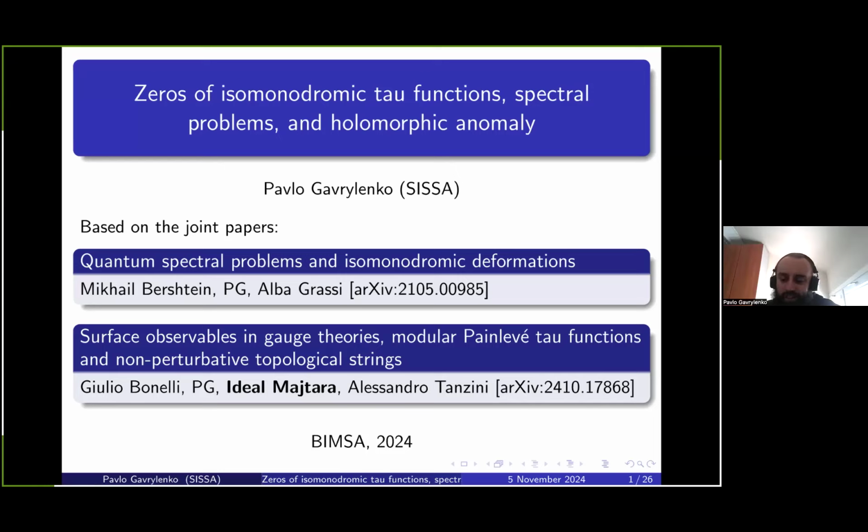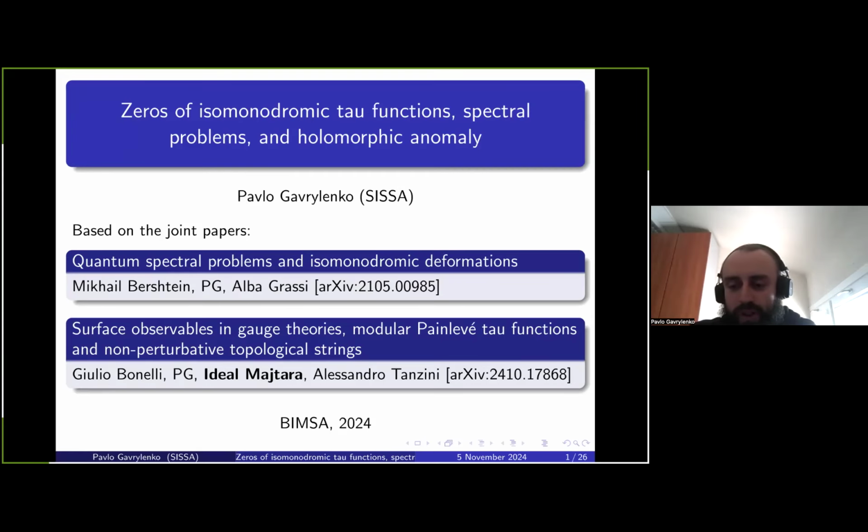Okay. Thank you very much for the invitation. So today I will tell actually several related stories about the isomonodromic deformations, and it will be based on the relatively old paper, actually on several papers of similar kind, and also on our recent paper.